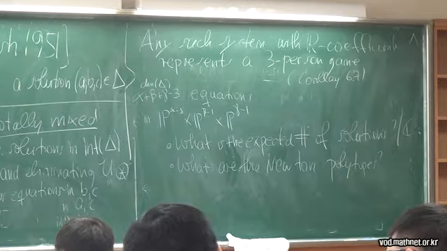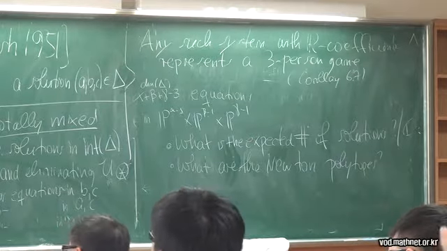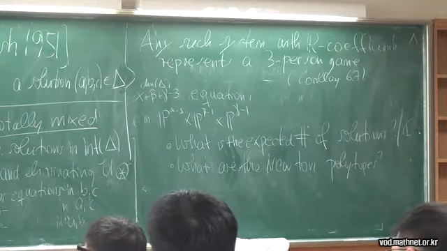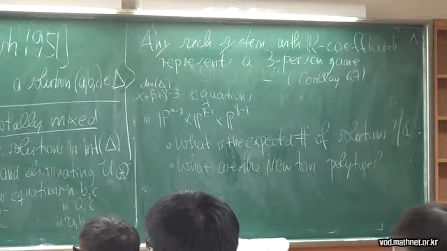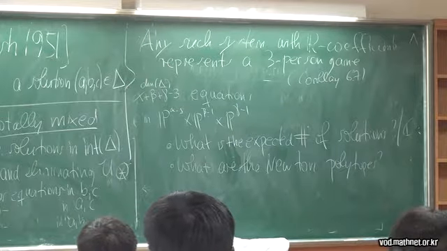Notice the number of real positive solutions might be zero. Nash's theorem only says there exists a Nash equilibrium somewhere in Delta, but it might be on the boundary. So it could be that there are no totally mixed Nash equilibria.